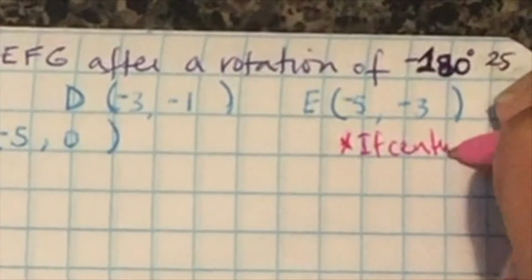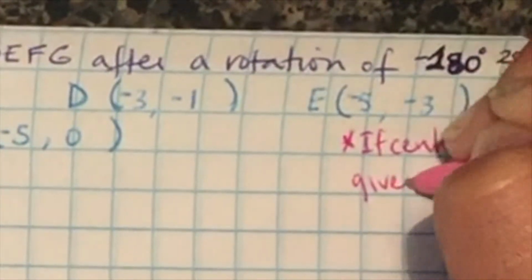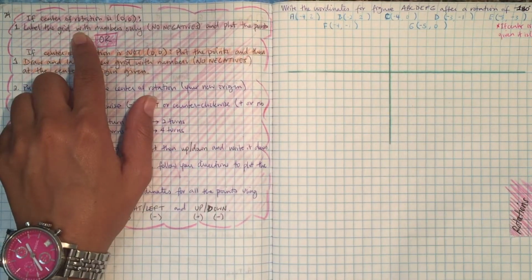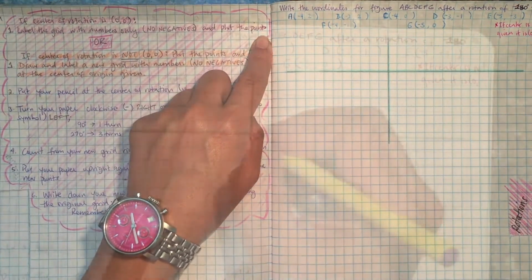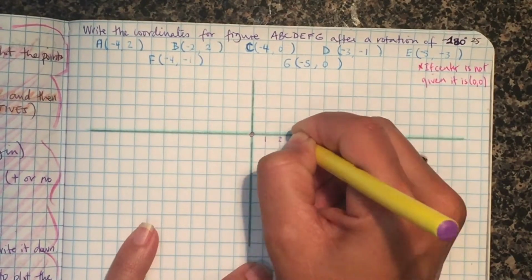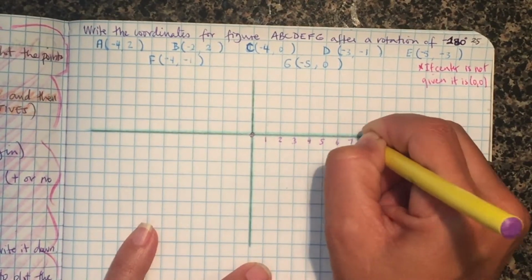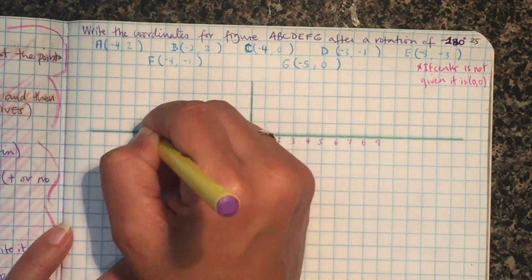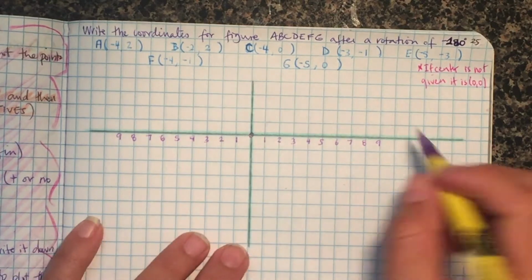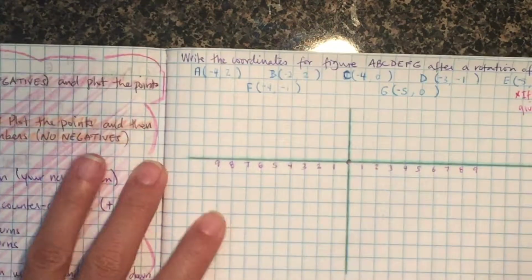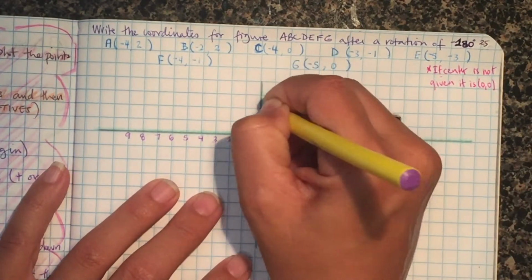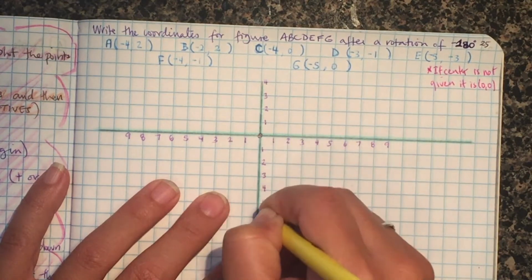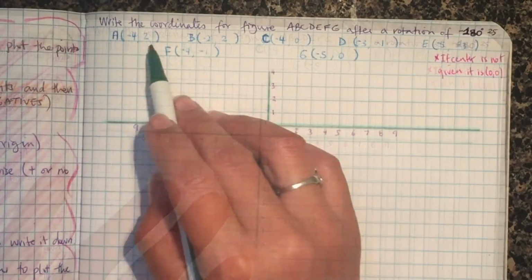Alright, so if the center is not given, it is automatically 0, 0. If the center is 0, 0, label the grid with numbers only, no negatives, and plot the points. So just like a normal grid, just don't put the negatives in there. So 1, 2, 3, 4, 5, 6, 7, 8, 9 on either side, just no negatives. 1, 2, 3, 4, same with the y-axis. 1, 2, 3, 4, 5, 6, 7, 8.